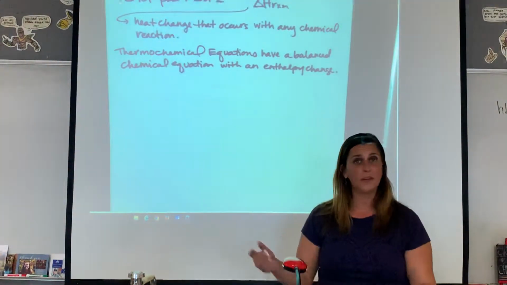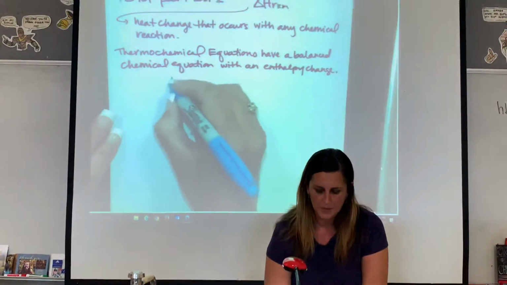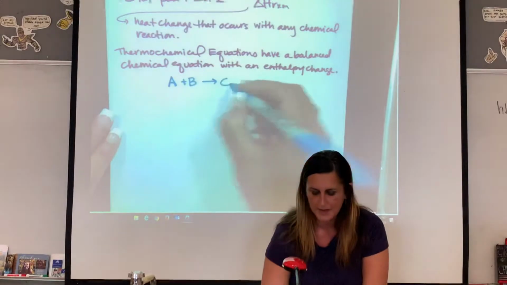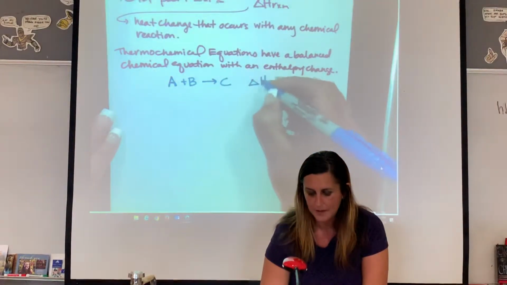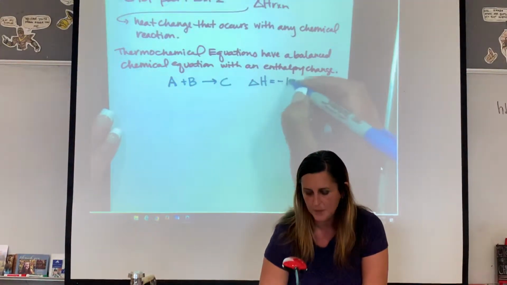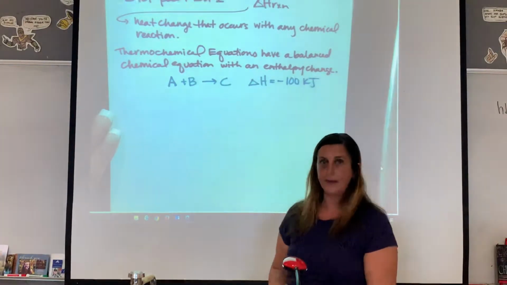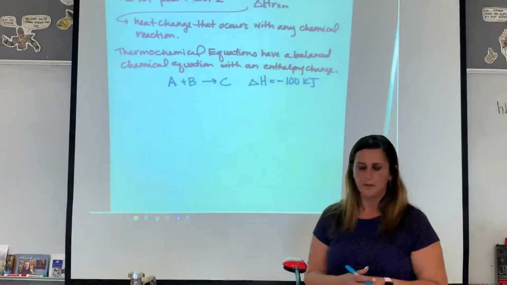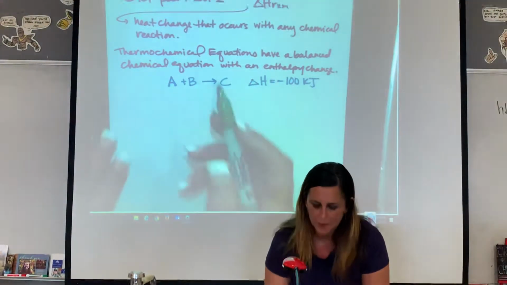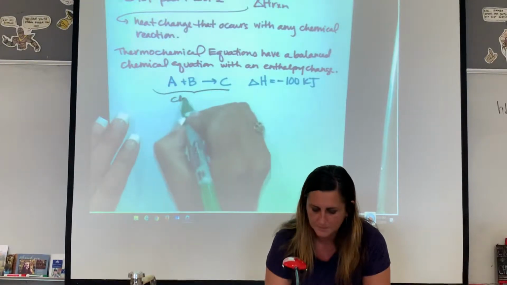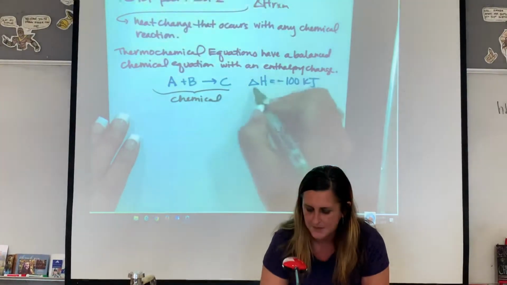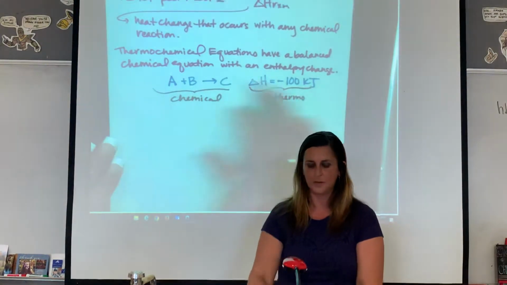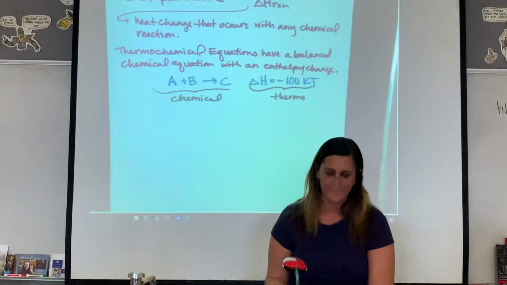So a really generalized version of a thermochemical equation might show A and B as reactants to make C as a product. And then over here, you're given delta H, and maybe we'll make this an exothermic process of negative 100 kilojoules. So that's a really generalized version. So this is the chemical part, and this is where the thermo part is. So thermochemical equation.